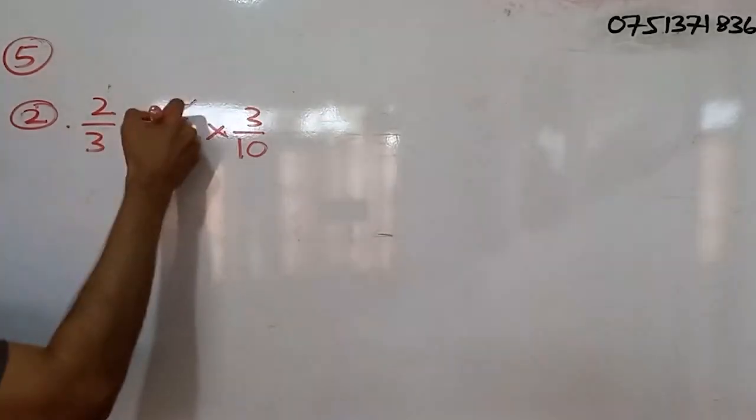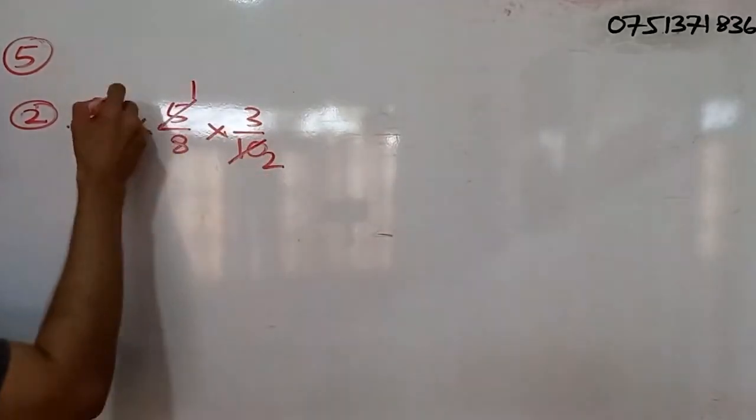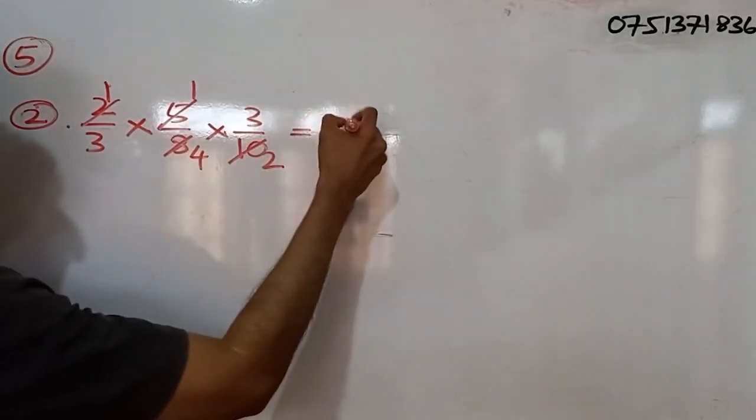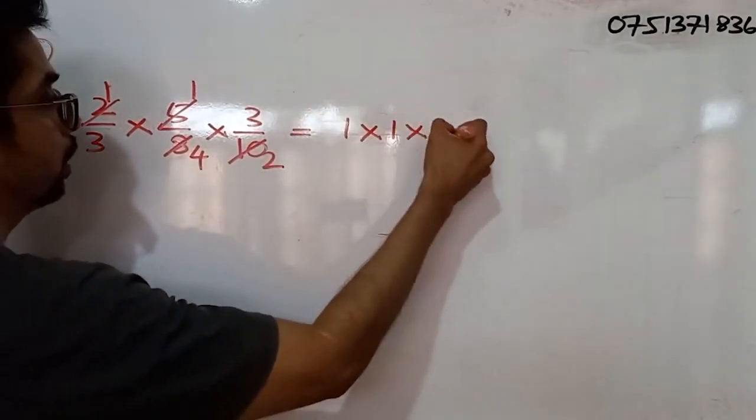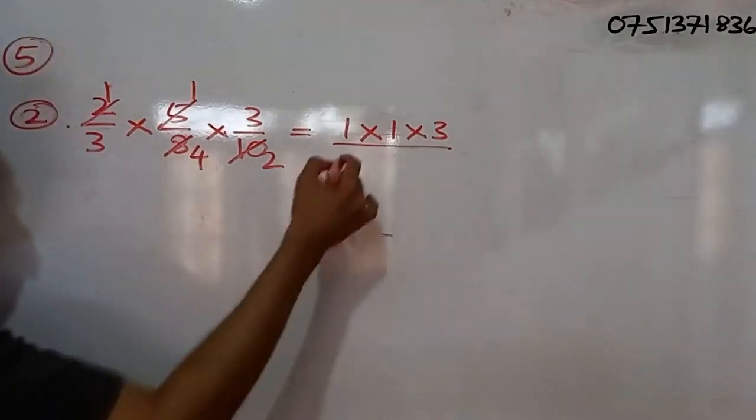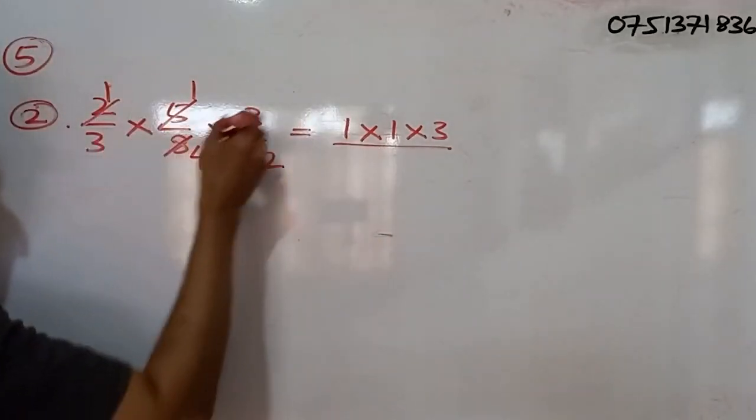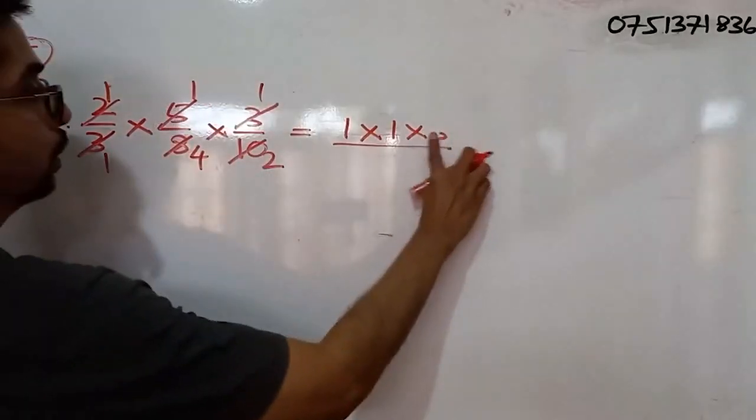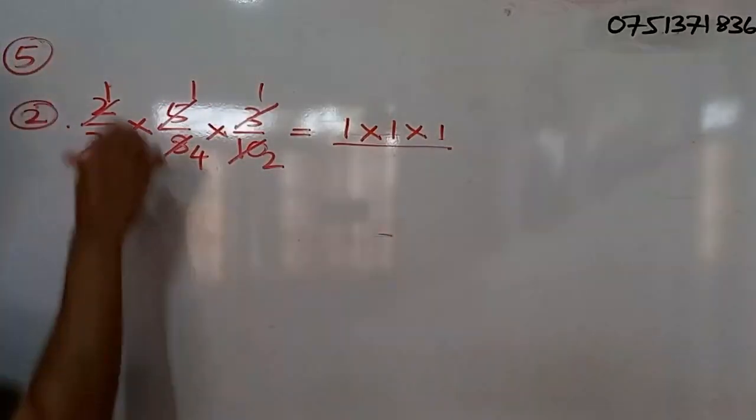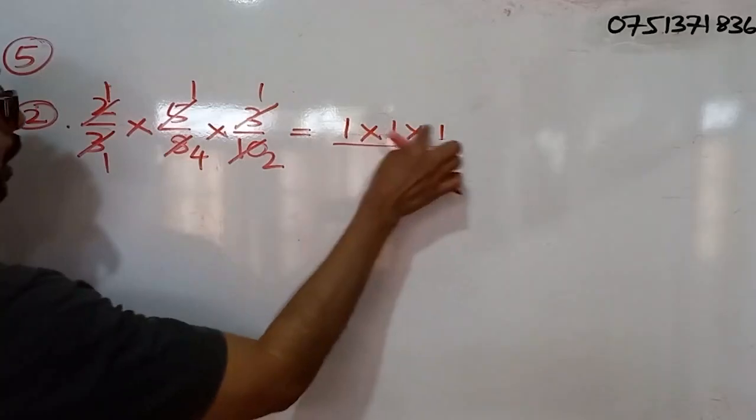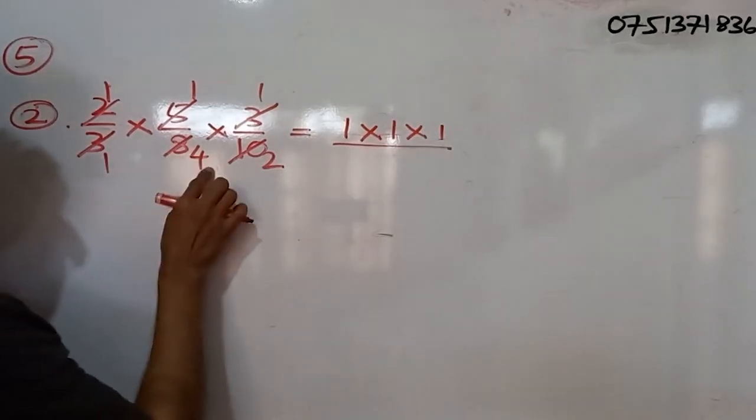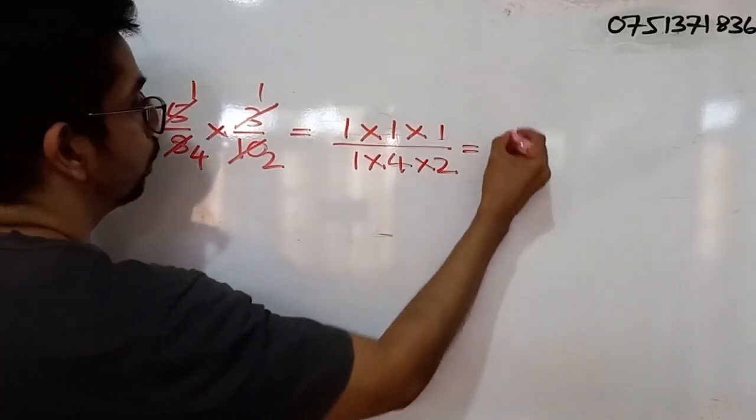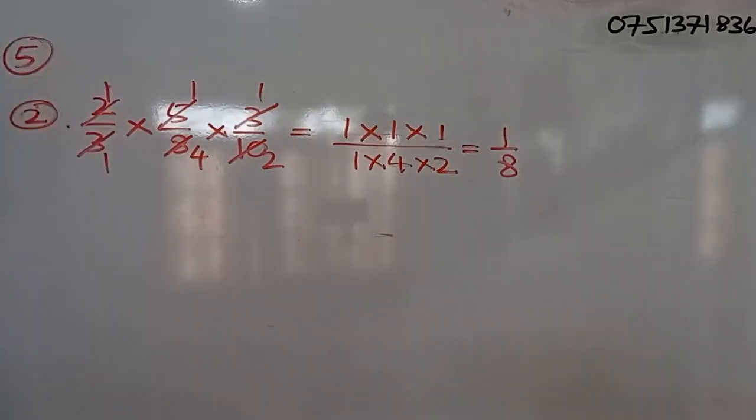Right? So we know 5 times 1 and 5 times 2. 2 times 1 and 2 times 4. So in the top half we get 1 times 3. And another thing, we can cancel out the 3. So this is 1 times 1 times 1. Then 1 times 4 into 2. So I get 1 by 8.